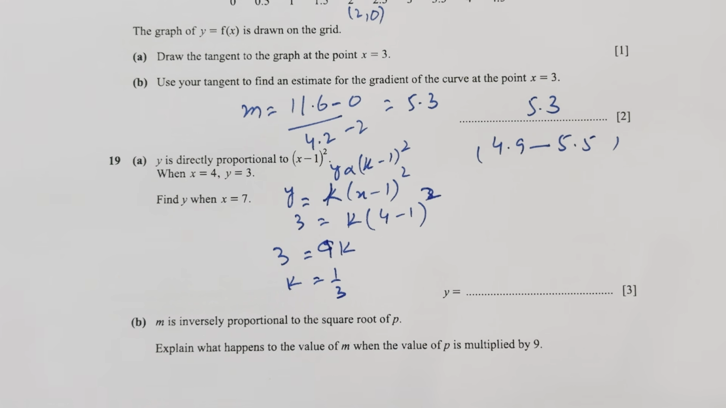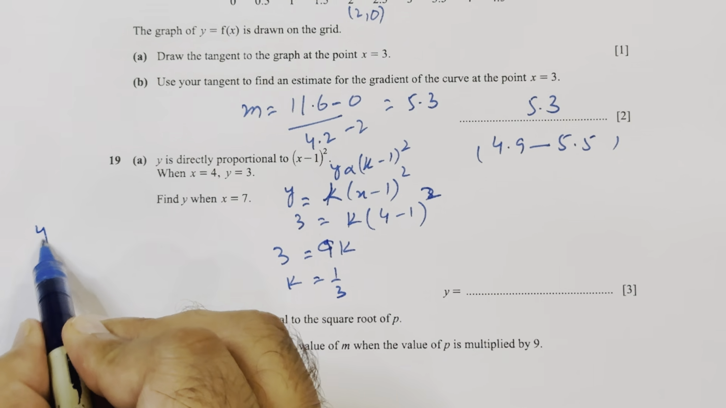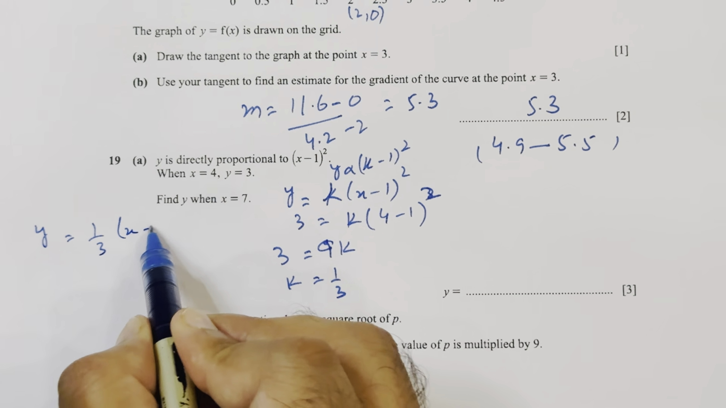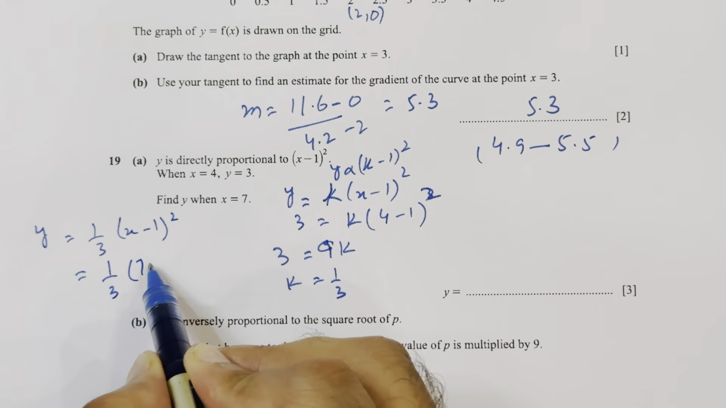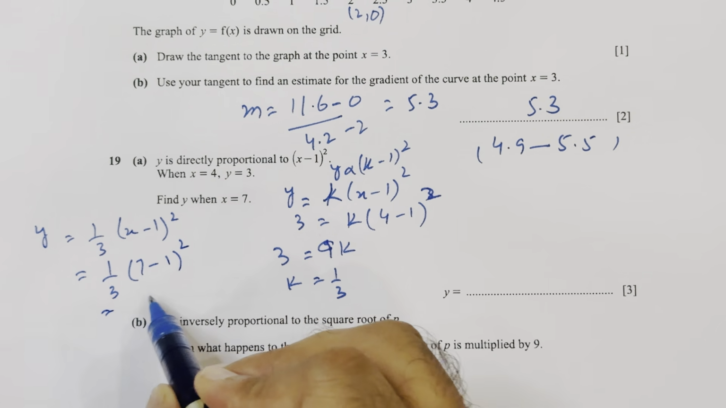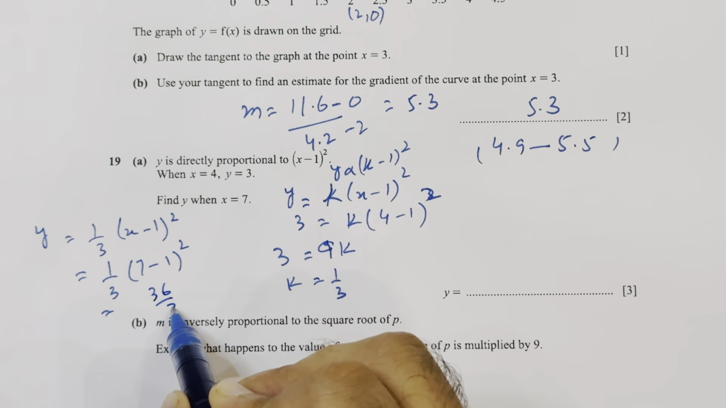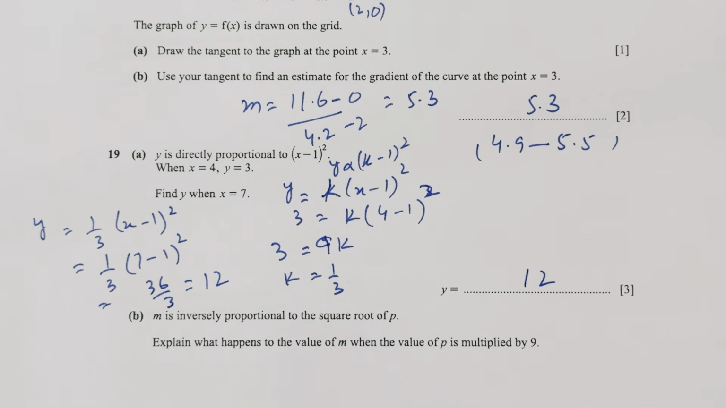So now you need to find the value of y. Our equation would be y is equal to 1 by 3 times (x minus 1) whole squared, and the value of x is 7, so 7 minus 1 whole squared. 7 minus 1 is 6, 6 squared is 36, 36 divided by 3, our answer would be 12. So the value of y is 12.